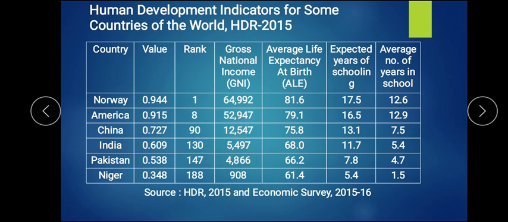Then comes the gross national income, average life expectancy, expected years of schooling, and average years of schooling. So all these things are being measured and shown, and on the basis of that you find that ranks are being given in HDI.